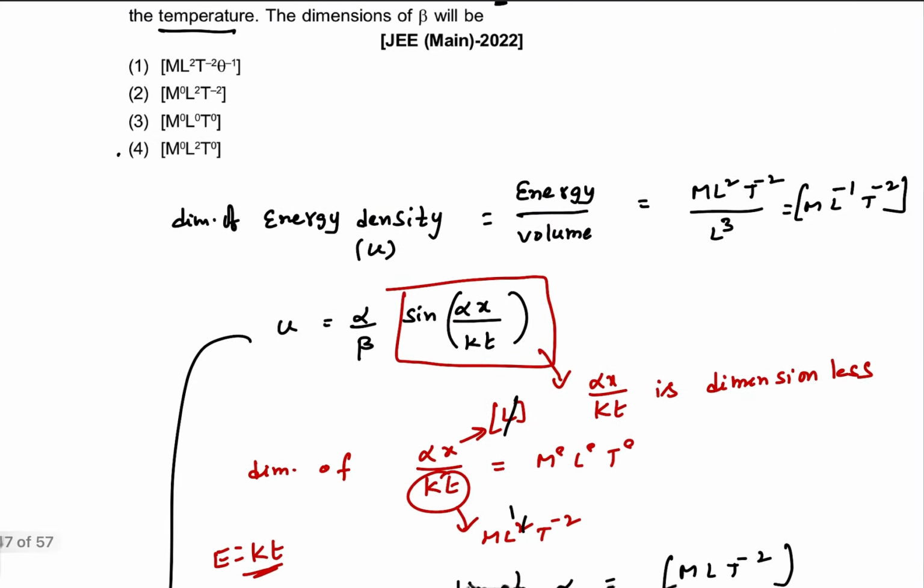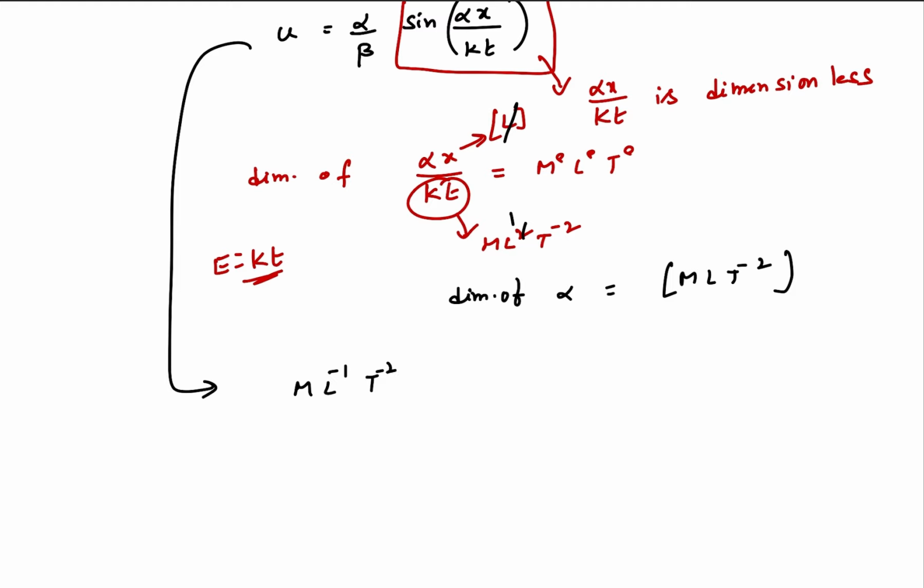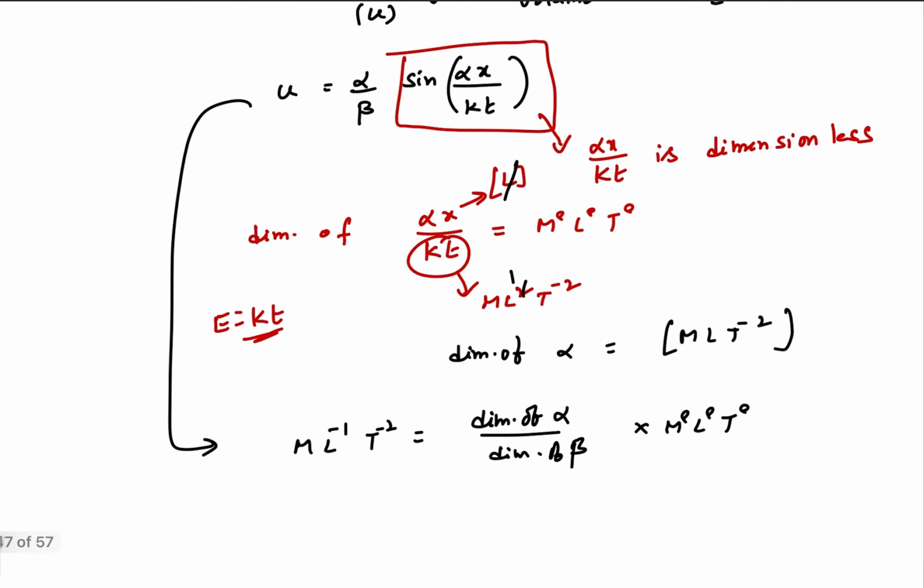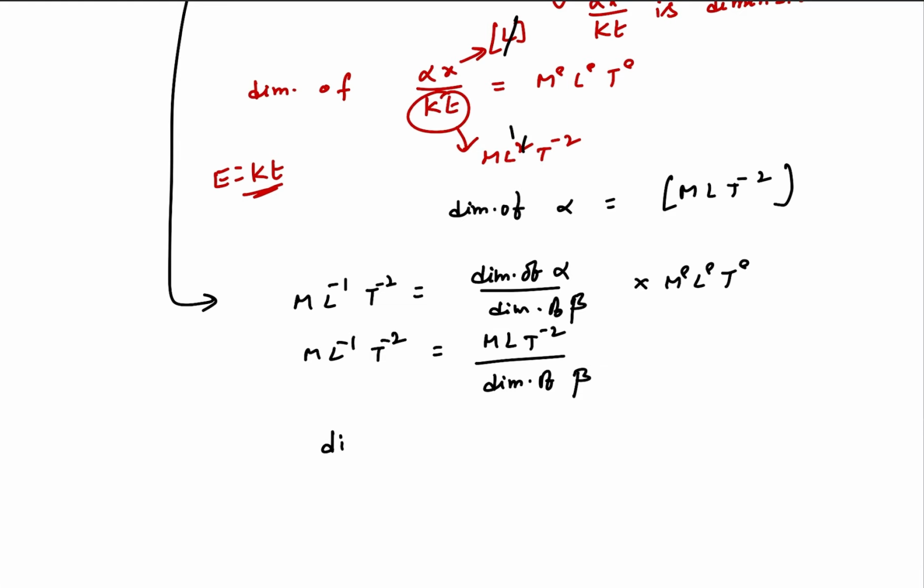From this expression, the dimension of U, M L power minus 1 T power minus 2, is equal to the dimension of alpha divided by the dimension of beta, and the sine function has M power 0, L power 0, T power 0. Observe this carefully. Now M L power minus 1 T power minus 2 is equal to the dimension of alpha, M L T power minus 2, divided by the dimension of beta.